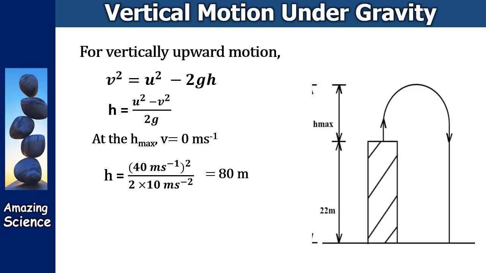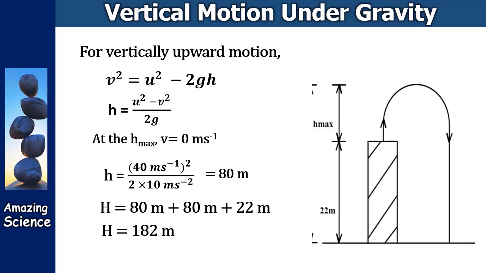And this is the same as the distance it will cover as it comes back from the maximum height to the top of the hill. And so the total distance that the body can cover from the point where it was projected upwards, coming back to the point and then falling to the ground, gives us 80 meters plus 80 meters plus 22 meters, and that is 182 meters.